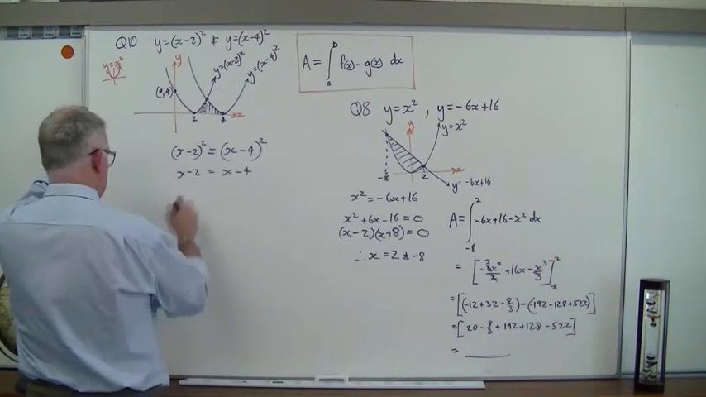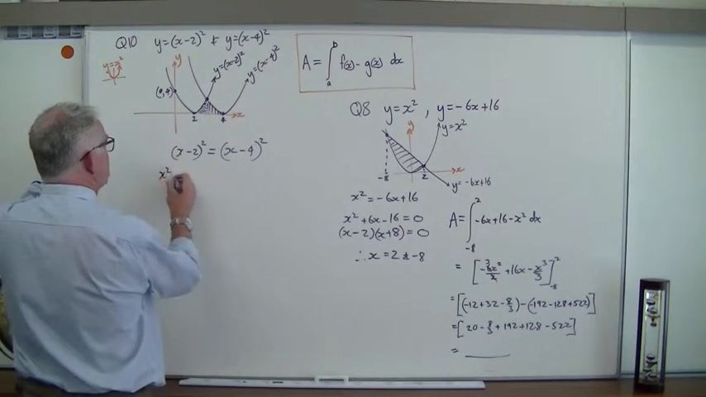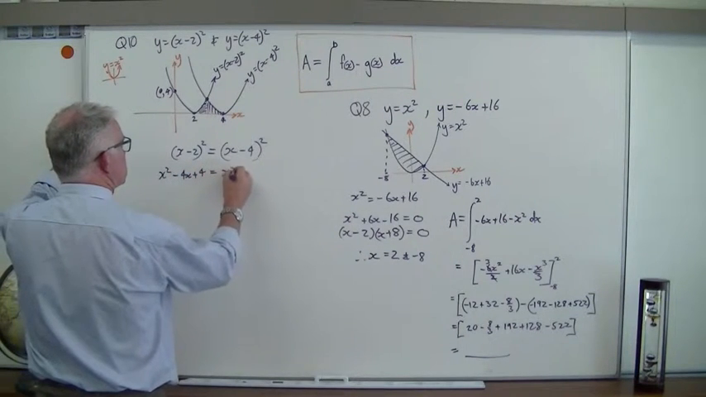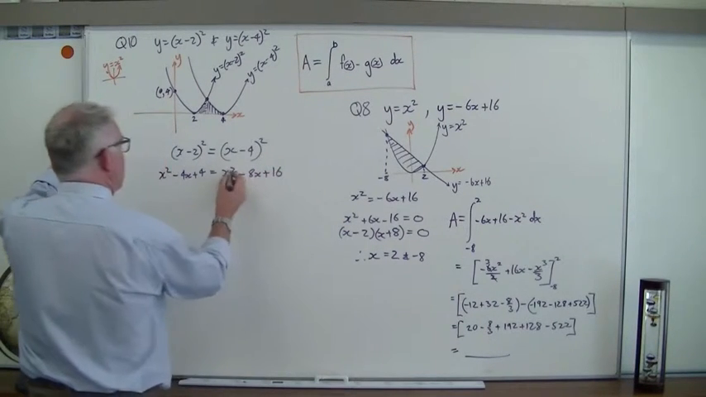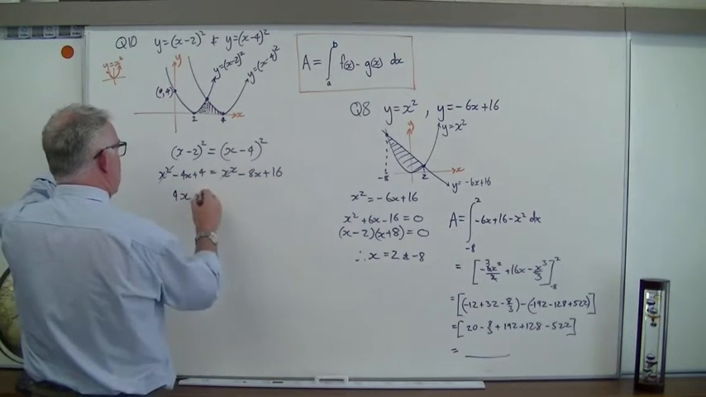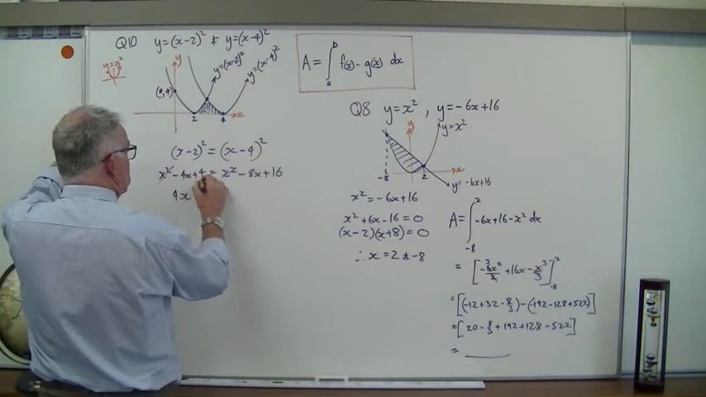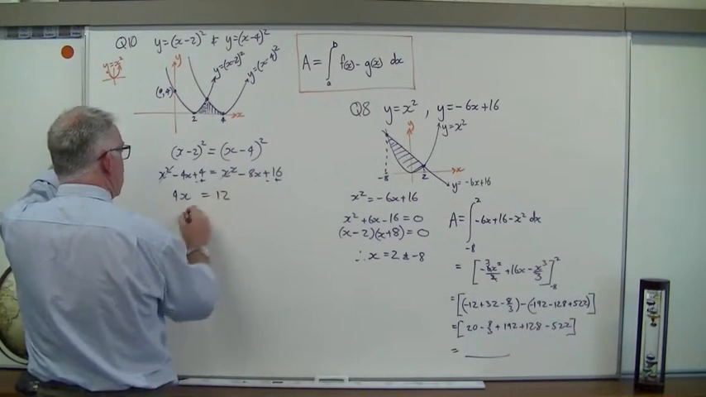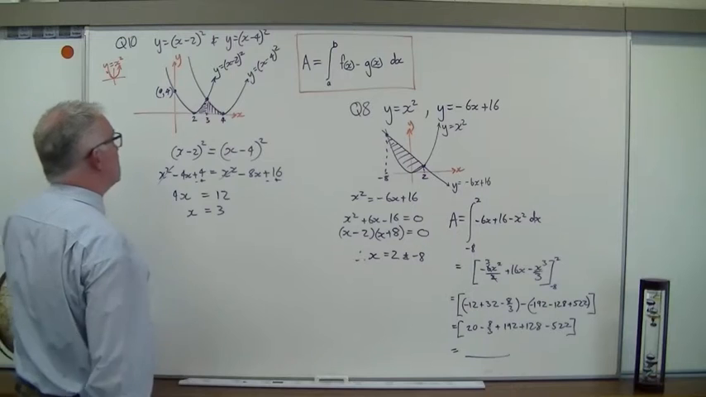No. So we'll expand these out. So we have x squared minus 4x plus 4 is equal to x squared minus 8x plus 16, and the x squared terms are going to cancel from each side, and this will become 4x. If I take the plus 4 across, subtract it from both sides, that will become 4x is equal to 12, and x is equal to 3, which is what I suggested it would be, right smack in the middle.